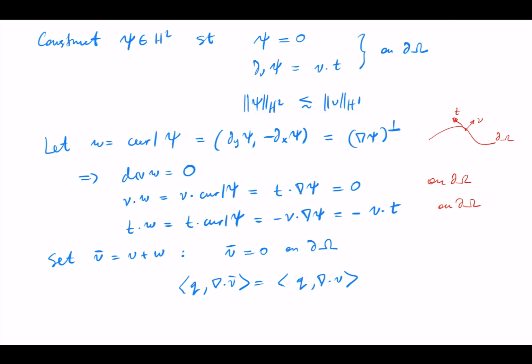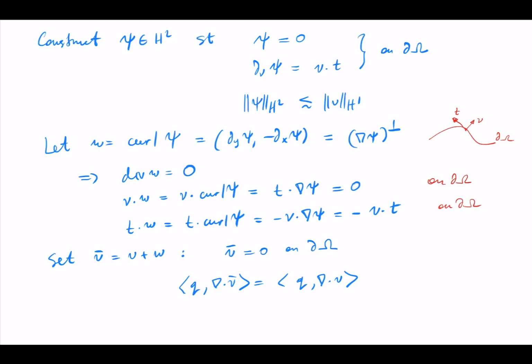Okay, supposing that we constructed this psi, we define W to be the curl of psi in 2 dimensions. Now psi is a scalar field, and the curl is going to be a vector field defined by this expression, which is simply the 90-degree rotated gradient of psi. Now divergence of W will be 0 by construction. Basically, just look at this formula here.